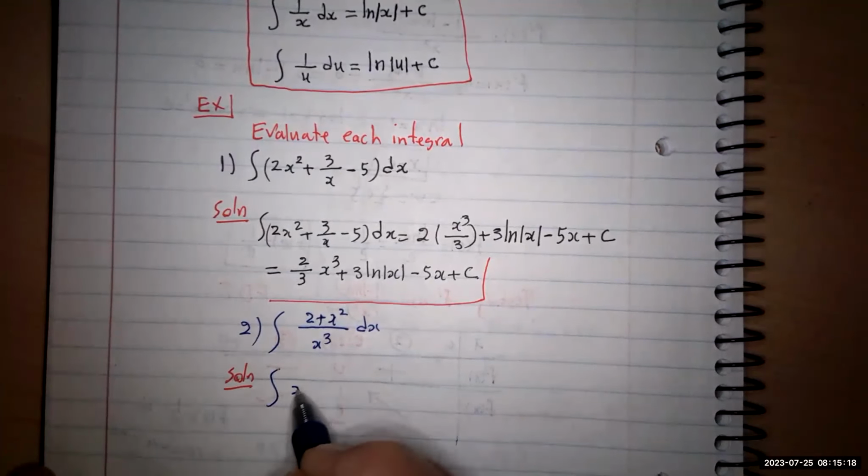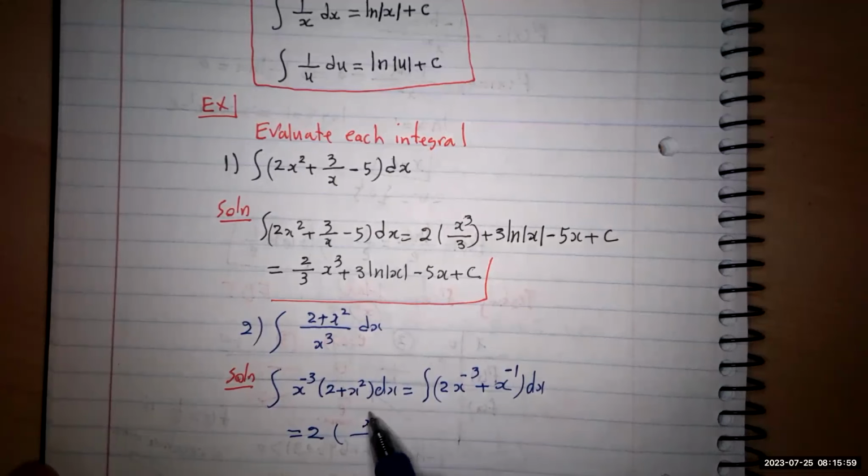Now you multiply it across, distribute it. So that gives 2x to the negative 3 plus x to the negative 3 plus 2, which is negative 1, dx. You see, previously we didn't have x to the negative 1, but now we have it. So we integrate it. It's going to be equal to 2 times, move up the power, so that gives x to the negative 3 plus 1, which is negative 2, divided by negative 2.